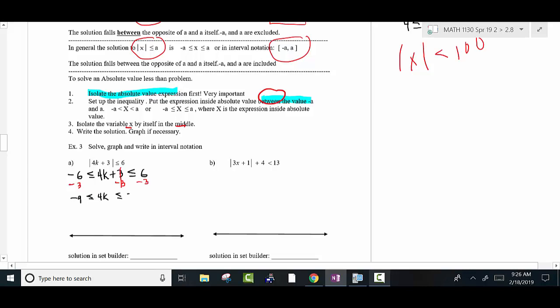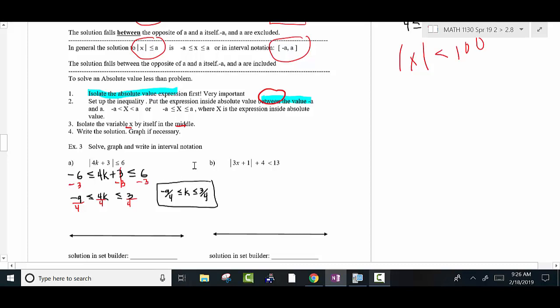And then that would be less than or equal to 3 like that. Okay? Then what do you do? You've got to get the 4 away, so you divide by 4. And then we'll have what we're trying to get. Okay? And you'll have fractions on these problems a lot. So what we'd end up having is -9/4 less than or equal to k less than or equal to 3/4. So those are the two numbers that it falls in between.